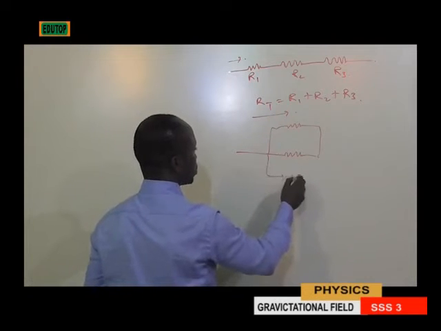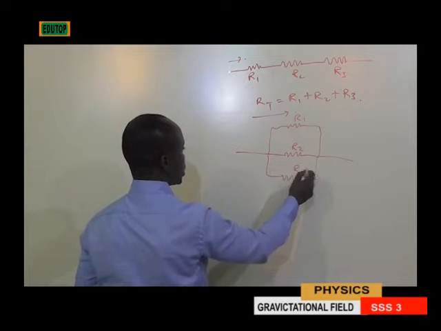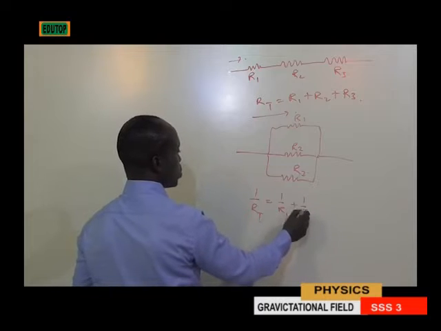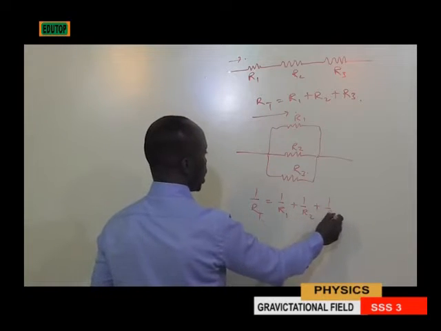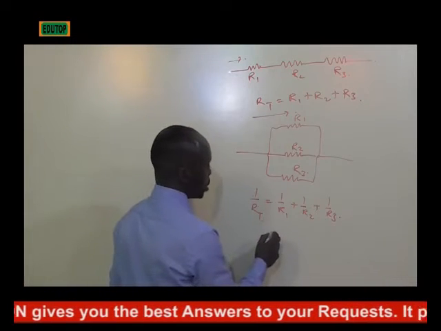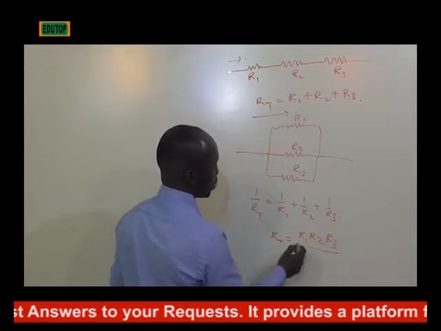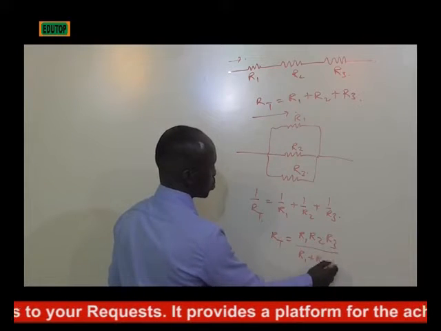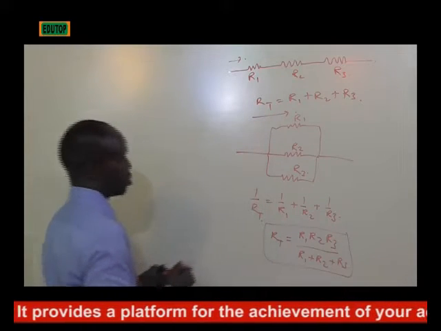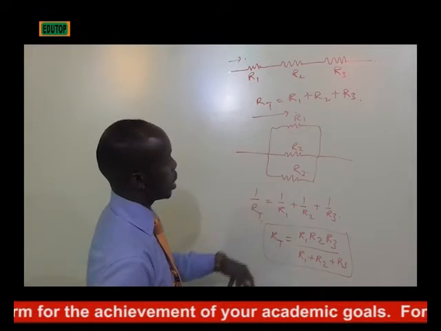This is your parallel connection. When you have your resistors in parallel, it is something like this. You have 1 over total resistance giving you 1 over R1 plus 1 over R2 plus 1 over R3. From here, our total resistance will give you R1 R2 R3 over R1 plus R2 plus R3. This is the total resistance of a circuit which has resistance arrangement in parallel.